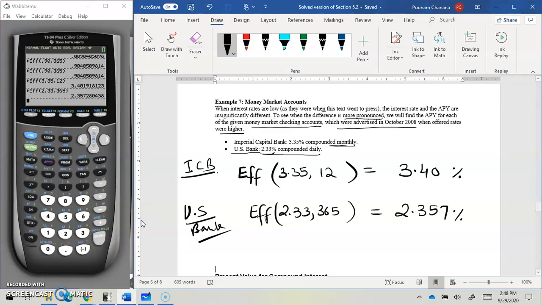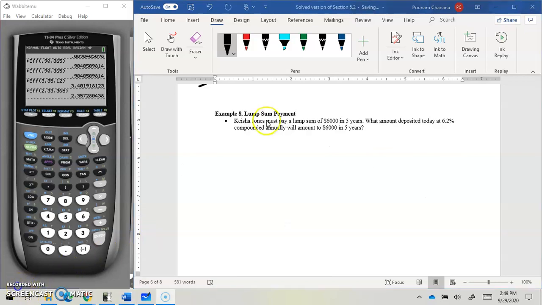The result is 2.357%. So 2.33 is effectively 2.357%, and 3.35 is effectively 3.40%. Effectively, not actually, right? That is how compounding affects the interest rate. Next we have another example.